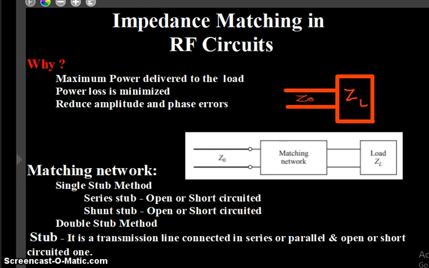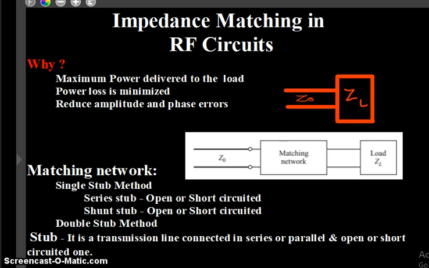Normally, the source is connected with the load with the help of a transmission line in RF circuits. But the load impedance is not equal to the source impedance, so we cannot satisfy the maximum power transfer theorem. So loss is there and also amplitude and phase errors occur.